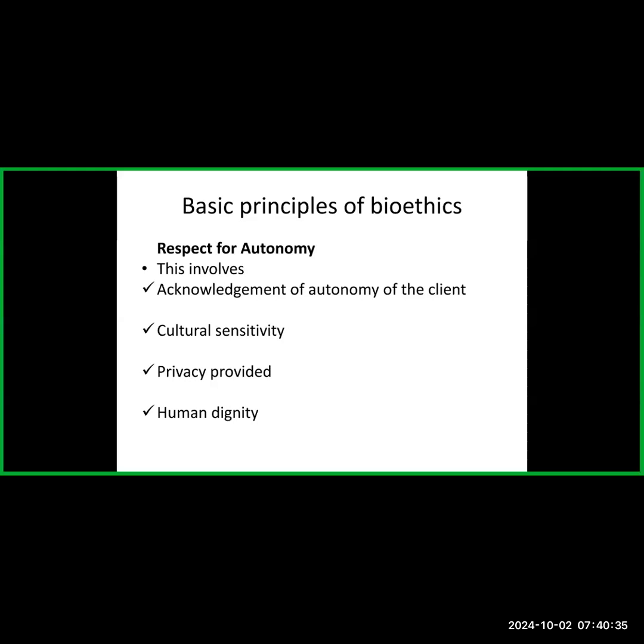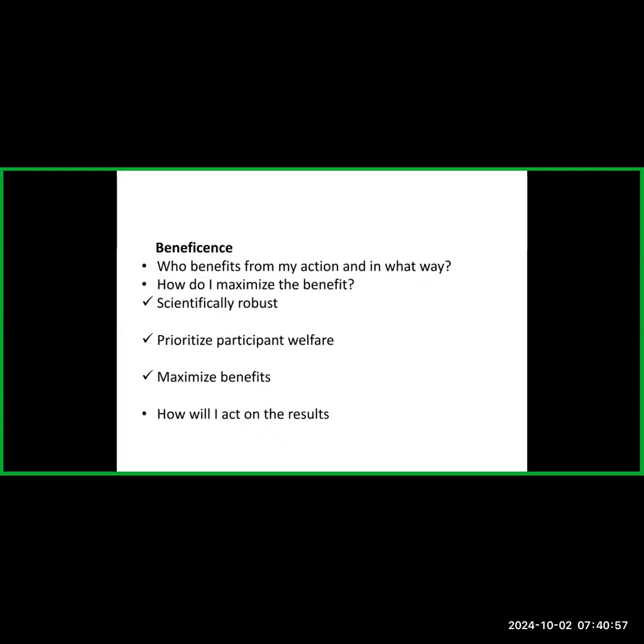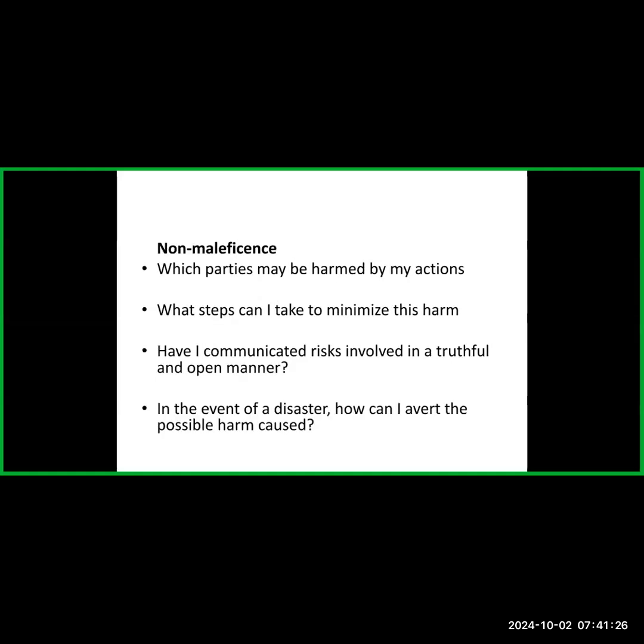So the basic principles of bioethics, which we've talked about: the respect for autonomy. We want to ask, does my action impinge on any individual's personal autonomy? Do all relevant parties consent to my actions? Do I acknowledge that others may choose differently? Then beneficence. We want to know who benefits from my actions and in what way. How do I maximize these benefits? Some of the ways to maximize the benefits include prioritizing patients' welfare and maximizing the benefits as much as we can. And also, how will I act on the results for these patients?